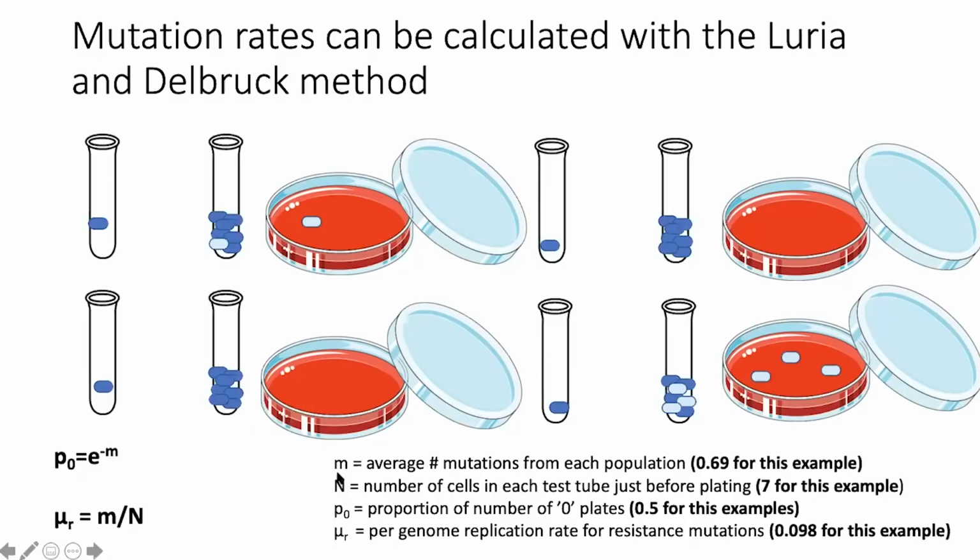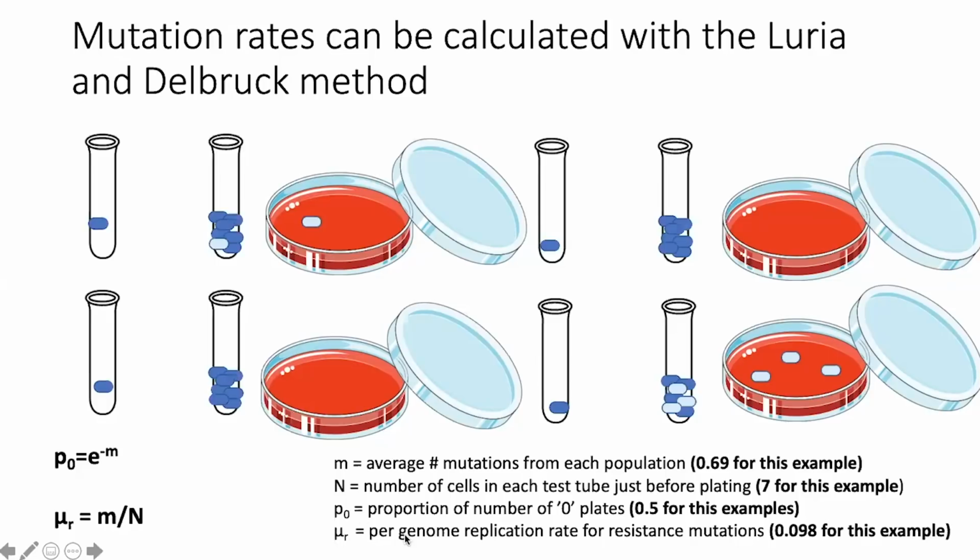And so this is just a list of what all these variables are. You want to solve for M. That's what you don't know. You know N, that's the number of cells in the test tube at the end of the experiment. So that's basically the number of opportunities where a mistake could have occurred and a mutation could have occurred. And then P0 is just the number of plates that have no colonies on them at all. It's the proportion, the fraction.